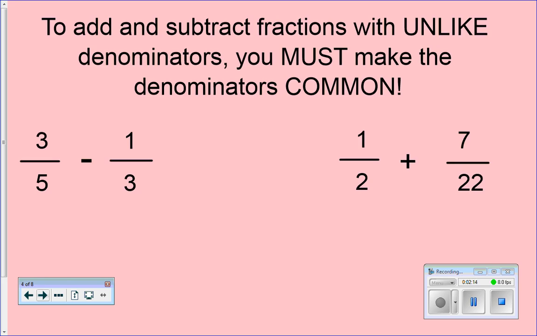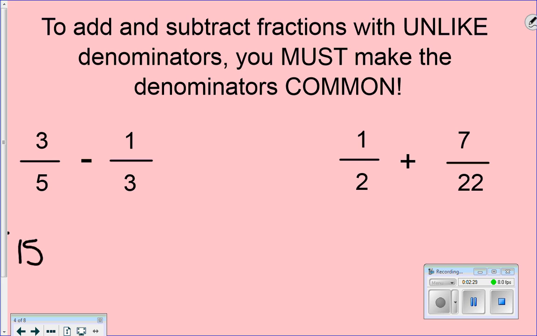All right, so to add and subtract fractions with unlike denominators, we have to make them common. So let's look at these two right here. What's something that's common with them? Yeah, definitely, 15. 15 here, 15 there. I like to rewrite the problems. If I were you, please rewrite the problems for yourself.